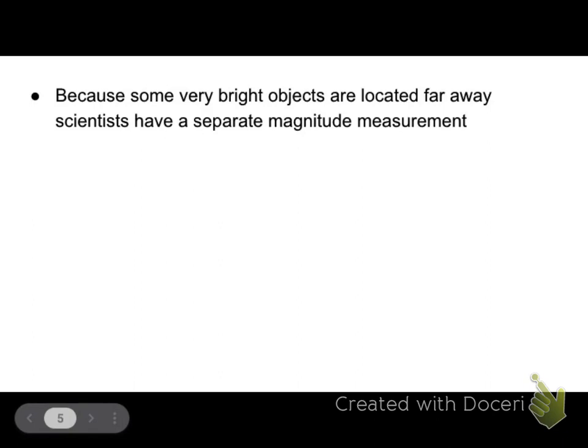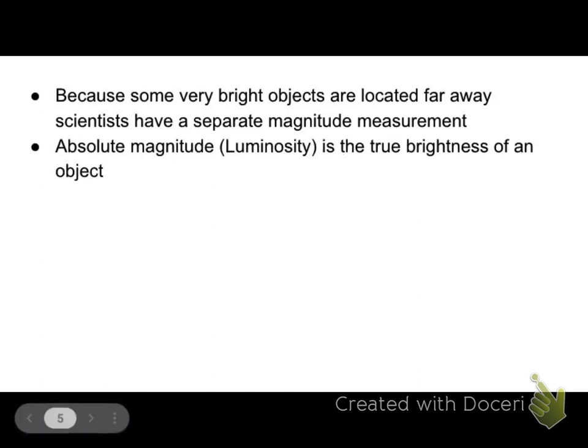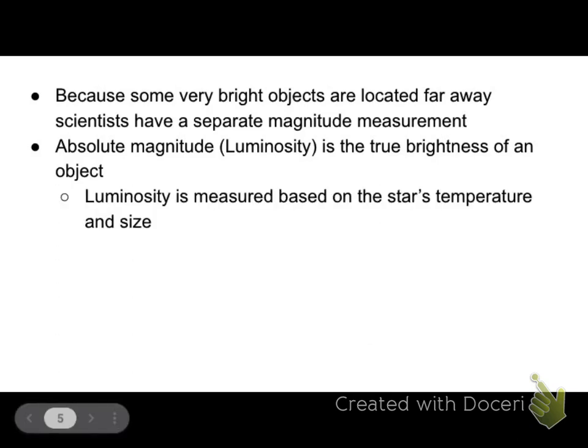Because some very bright objects are located far away from us and therefore don't appear very bright to us, because the farther light has to travel, the more of that light spreads out and the less bright things appear to us. So scientists wanted a way to indicate that an object was very bright even if it didn't appear bright from Earth. So they came up with a system called absolute magnitude, and you'll also hear this referred to as luminosity. Luminosity is the true brightness of an object. So instead of assigning this value based on how bright it looks from Earth, this is measured based on the star's temperature and the star's size.